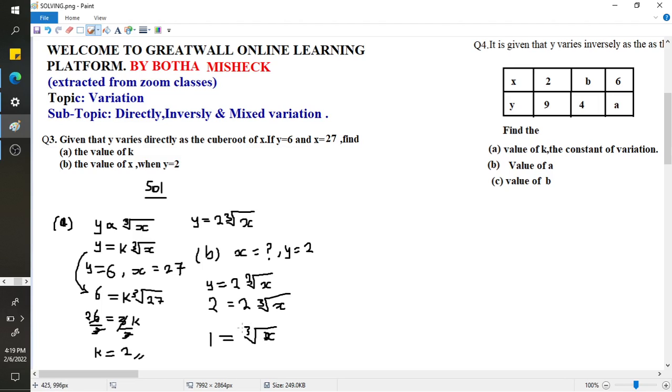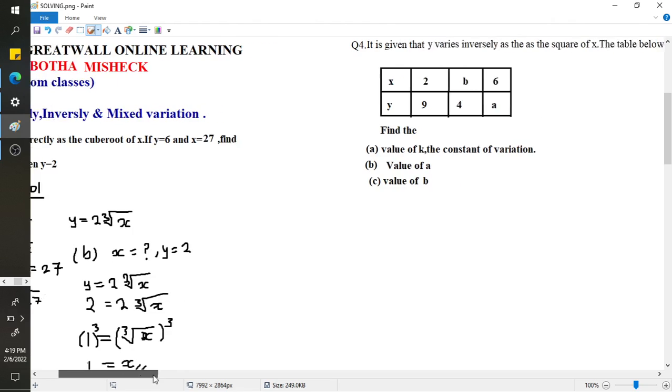Okay, so we want to now cube both sides. So we're going to cube both sides of the equation. Now you know that 1 cubed is just 1, right? So this is giving you 1 is equal to x. All right, so this is how we solve the first question. We can go to the second question now.